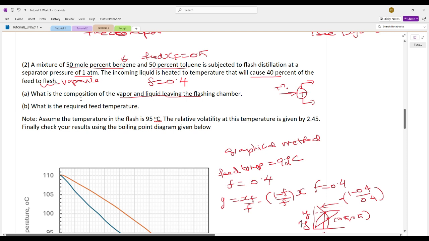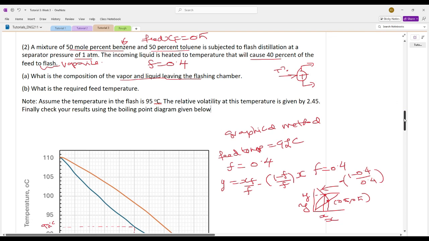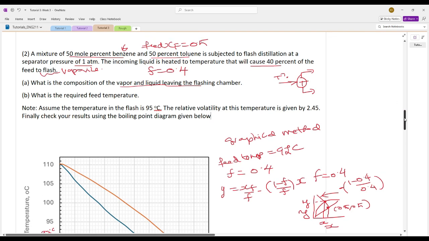What we have here, sometimes I may give something like this: assume the temperature in the flash is 95 degrees centigrade, and the relative volatility at this temperature is given as 2.45, and finally check your results using the boiling point diagram given below. I'm just throwing out the different methods to solve this type of problem, because in the exam you will never know what type of data you are going to get. So it's better you know all the methods to solve the problem.